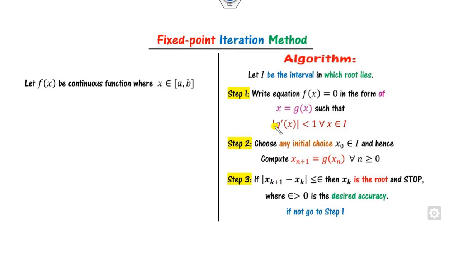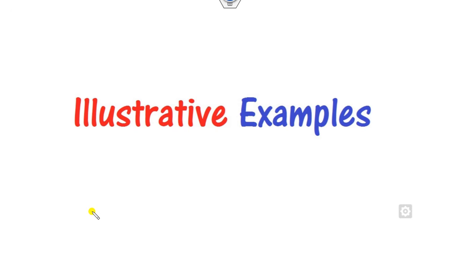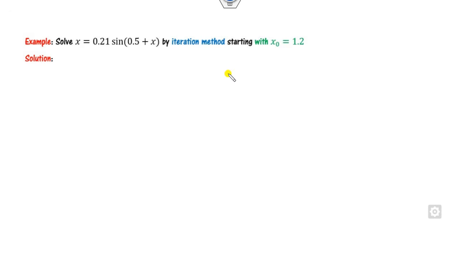And then you can check the stopping criteria, that is, whether the relative or absolute error. So this is my absolute error. If it is less than my accuracy, maybe 10 to the power minus 4, 4 decimal places, 5 decimal places, then you can say xk is my root. Otherwise you go to step number 1. You can use either the absolute error or the relative error. I will explain 10 to 12 examples so that you can easily understand this lecture.